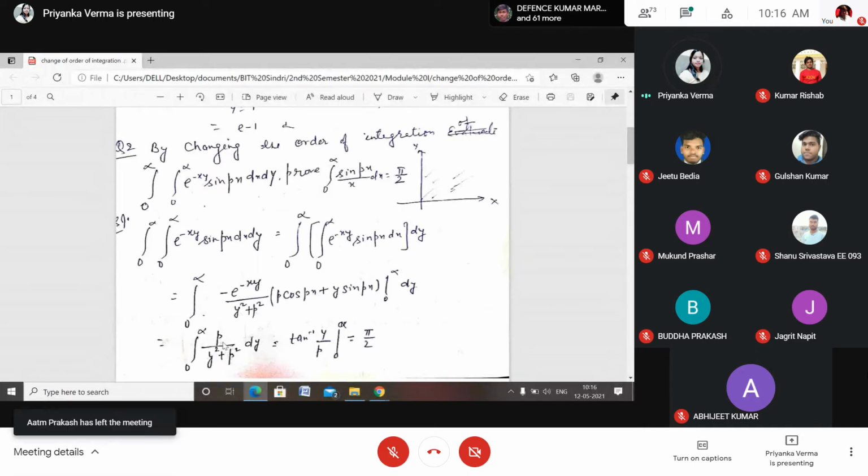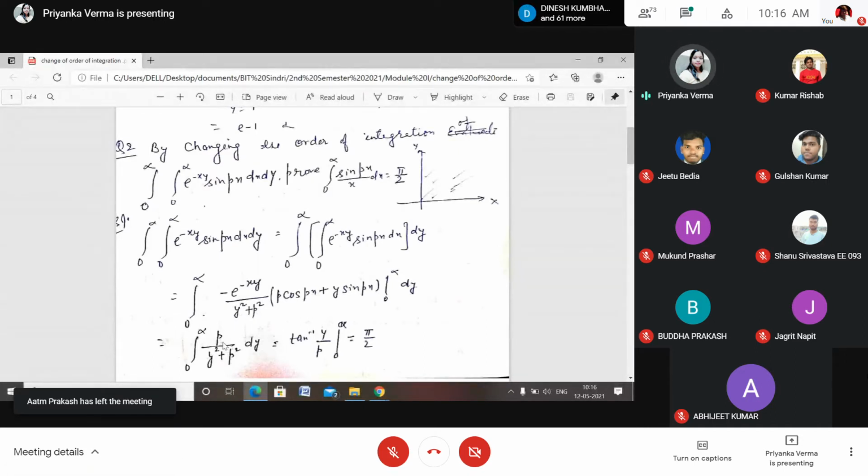Now all the terms become a function of y, so you can integrate it directly. This is nothing but the formula of tan inverse y by p. Now put the limits. On putting the upper limit, this is tan inverse infinity, that means pi by 2. And on putting the lower limit, this is 0. So you have got the integral value as pi by 2 directly.